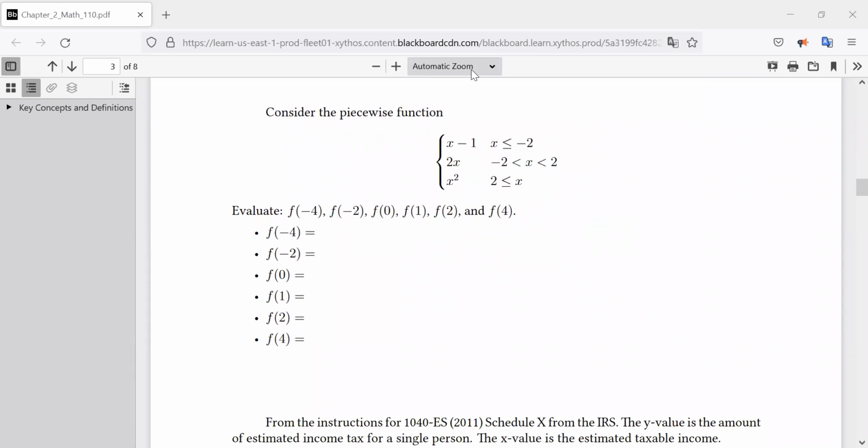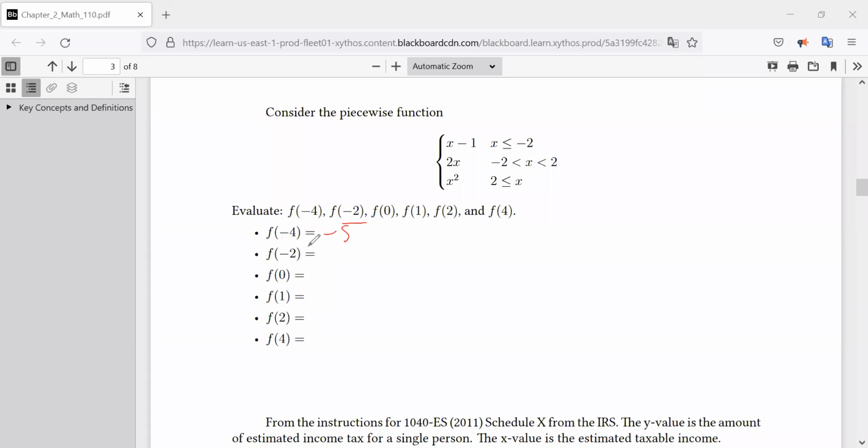Okay, so consider the piecewise function: x minus 1 when x is less than or equal to -2, 2x from -2 to +2, and then x squared when x is greater than or equal to +2. If I want to, what is f of -4 here? Yes, it's -5.